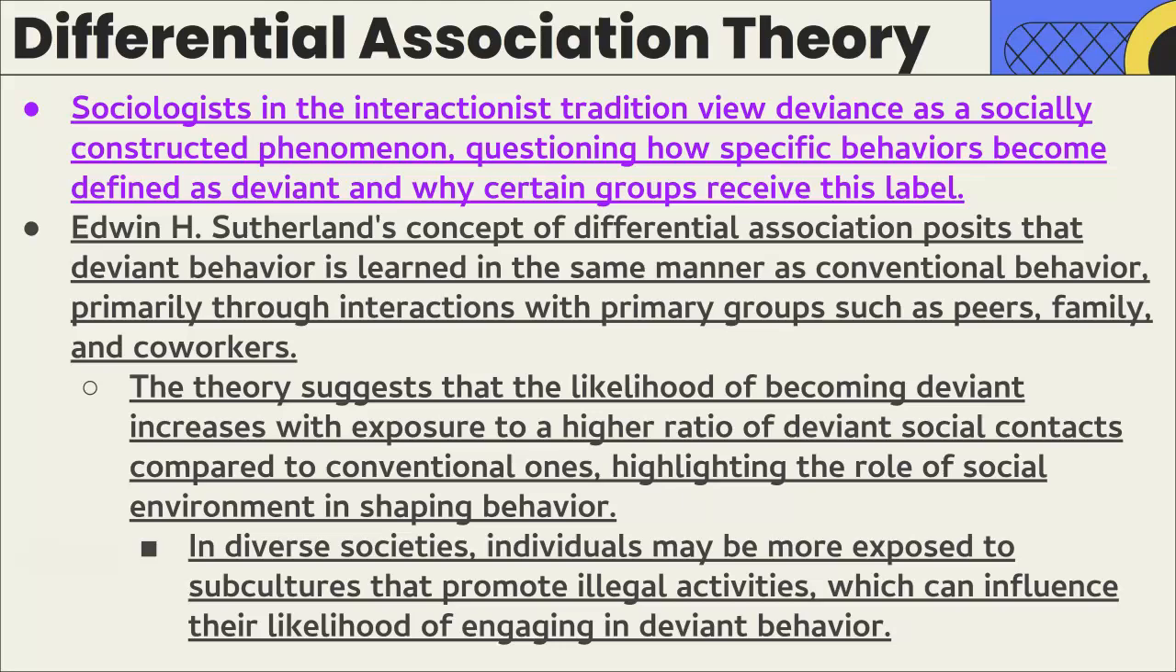In a society that contains a variety of subcultures, some individuals have greater exposure to social environments that encourage illegal activities. So, in the most simple way possible to understand differential association theory, the more deviant people you are around, the more likely you are to be deviant. Okay? That's all that really is, which seemingly tends to prove pretty true.